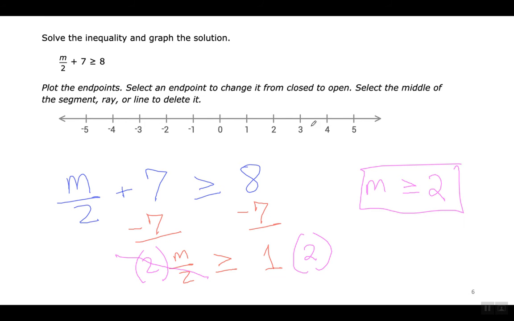That's my answer, and I'm going to graph it again. Here's 2. Since it could be equal to, I got to shade inside the circle, and all the numbers greater than 2 are to the right. Okay, there's my graph.